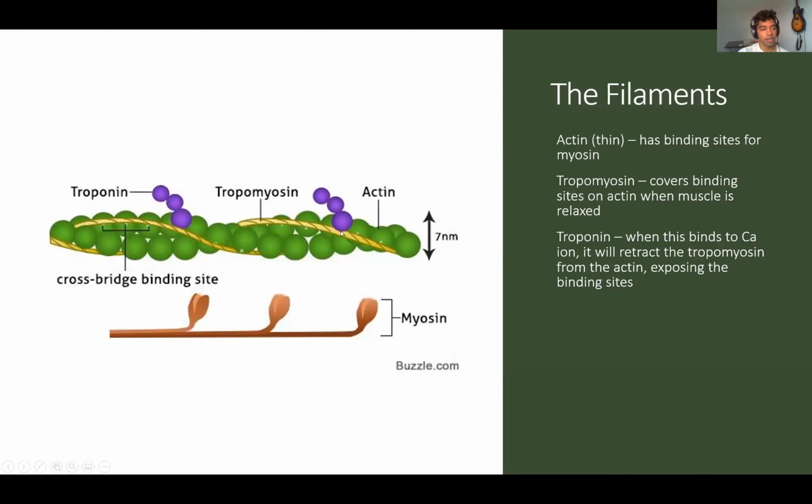The filaments, okay, so actin has all these binding sites for myosin, and tropomyosin kind of covers those binding sites. Now, when you release calcium into the cell, the calcium will bind to the troponin, and the troponin will pull the tropomyosin away from the actin and reveal those binding sites. So with the binding sites revealed, the myosin can bind to the actin and start contraction.